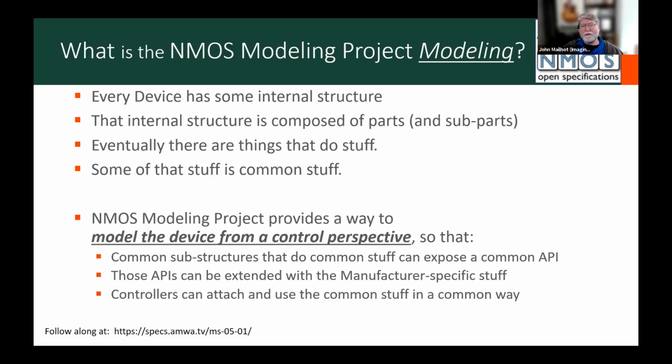Every device has some internal structure, but it's different for every device. That internal structure is composed of parts and subparts. Eventually, at the bottom of that pile, there's actually things that do stuff. There's a knob that sets a value. There's a fader that sets a level. There's the equivalents in video, RGB gain control, stuff like that. Many of those things at the bottom of the pile are actually common. How many faders are there? Some are logarithmic and some are linear, but there's not that many.